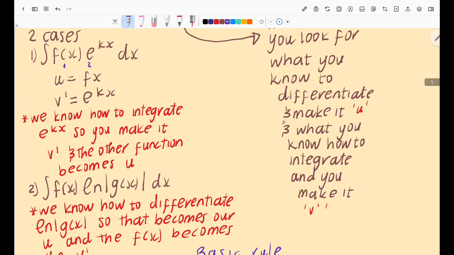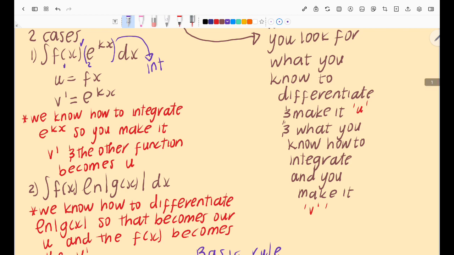And which one do you know how to differentiate given the rules of integration that you have learned, right, when you started calculus? So if you look at the first case, I have some function f of x, right, and it is multiplying the function e to the power of kx. So this is a function that I can integrate.